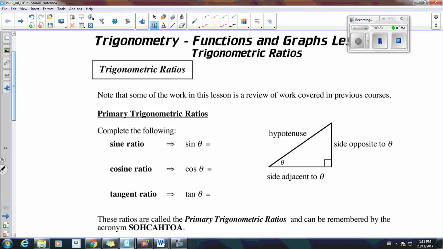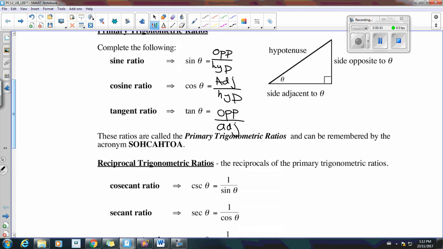We know sine, SOHCAHTOA, sine is opposite over hypotenuse. Cosine, cosine is adjacent over hypotenuse. And tan is opposite over adjacent. So we should all be pretty comfortable with that. These ratios are what we call our primary trigonometric ratios and can be remembered by the acronym SOHCAHTOA.